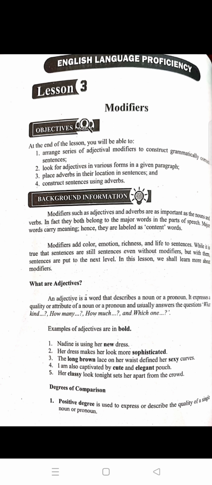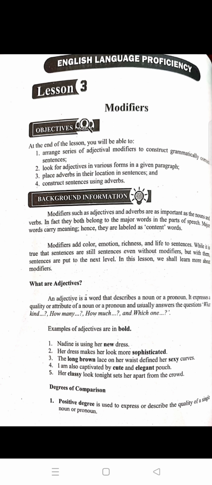Examples again here are written in bold. So we have Nadine is wearing her new dress. So the word new is trying to modify the word dress. Her dress makes her look more sophisticated. Sophisticated is trying to modify look. The long brown lace. So long brown is an adjective.